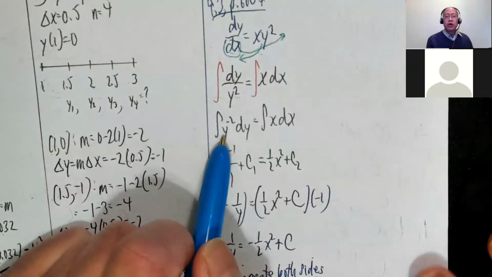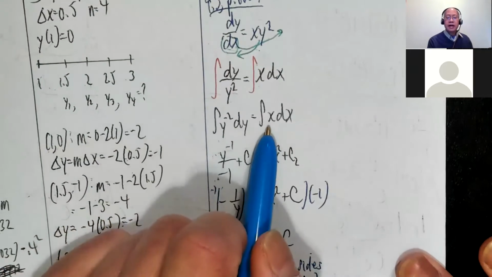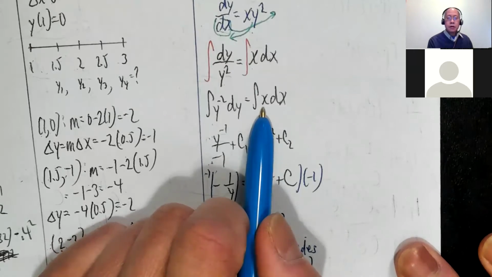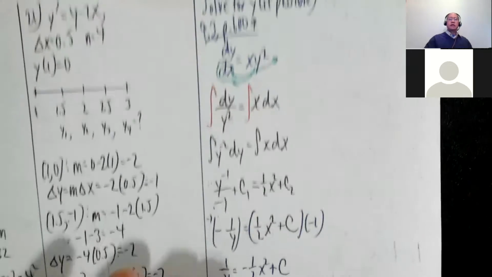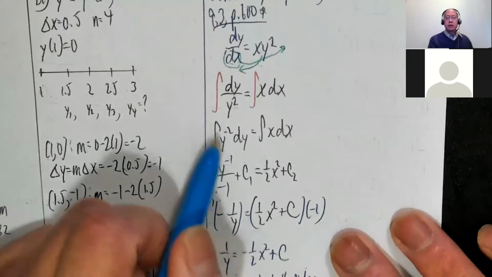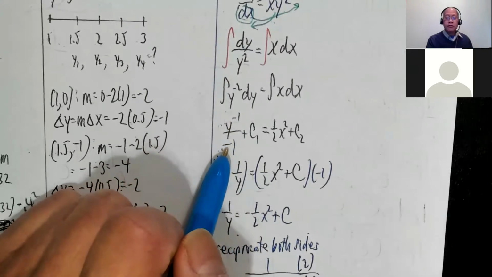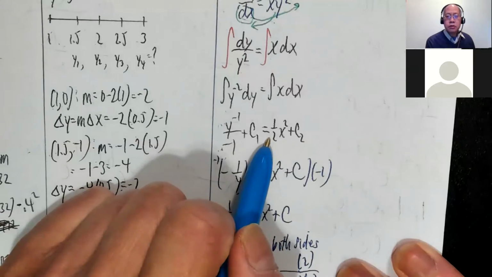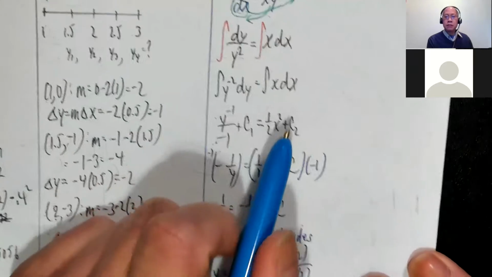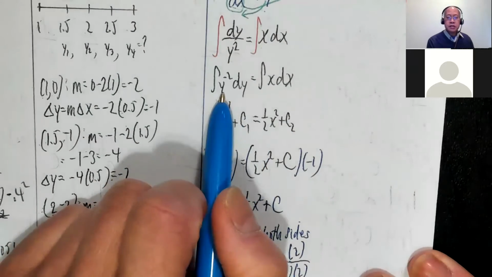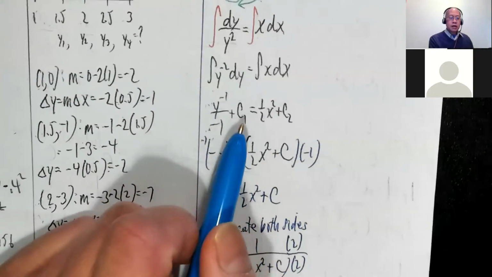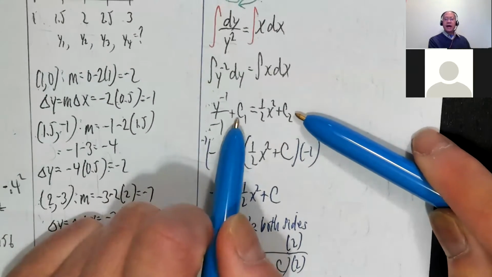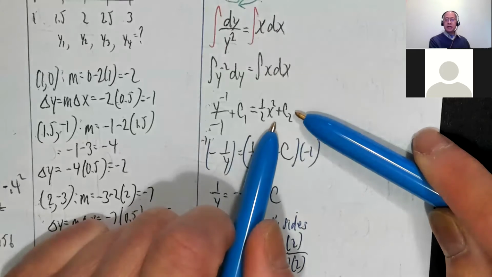So this becomes the integral of y to the negative 2 dy equals the integral of x dx. Right, so you separate the x's and the y's. Okay, so this is y to the negative 1 over negative 1 plus c1. This is x squared over 2 plus c2. This integral has a plus c. This integral has a plus c. And then you may notice, well, this has a constant, this has a constant. I can put them together and then just say C.